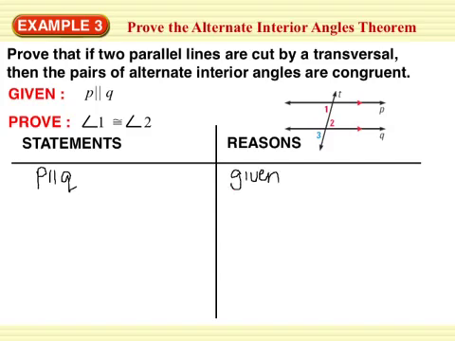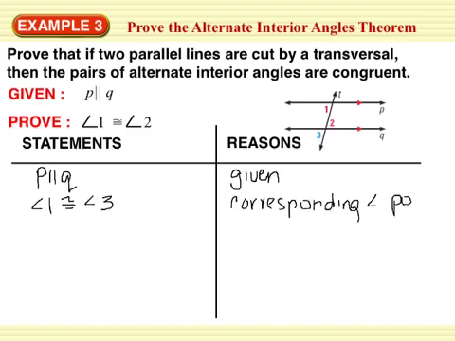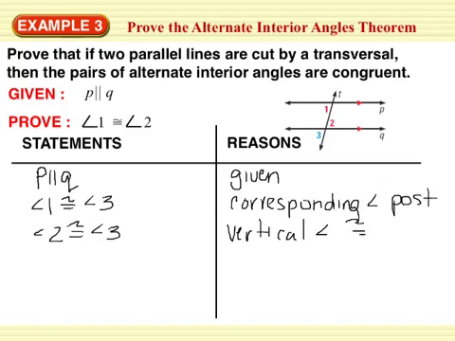Okay? Then we know angle 1 is congruent to angle 3 because of the corresponding angle postulate. Angle 2 is congruent to angle 3. And that reason is our vertical angle congruence theorem. And now, since we know that 1 is congruent to 3 and 3 is congruent to 2, transitive tells us that angle 1 is congruent to angle 2.